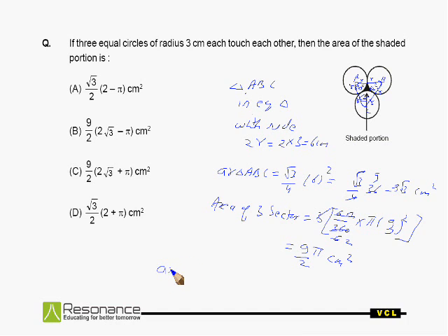So the area of the shaded portion is equal to the area of the triangle minus the area of the three sectors. The area of the triangle is 9 root 3 minus the area of the sectors, that is 9 pi by 2. By taking 9 by 2 common, we get 9 by 2 into (2 root 3 minus pi) centimeter square. So the option B is correct.